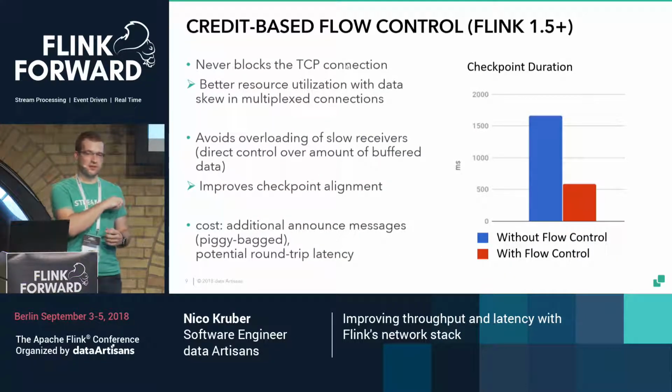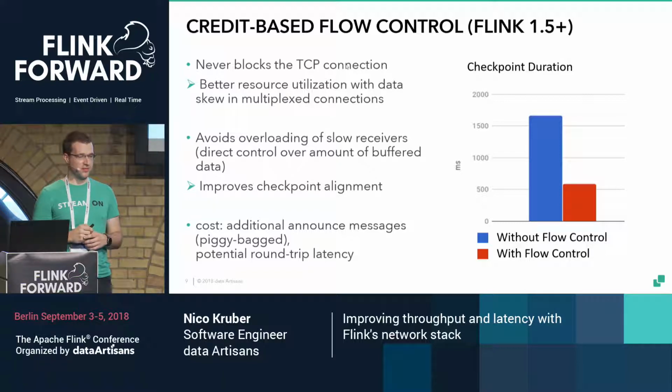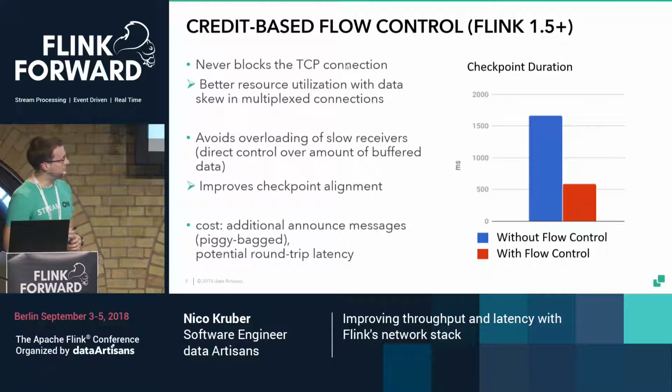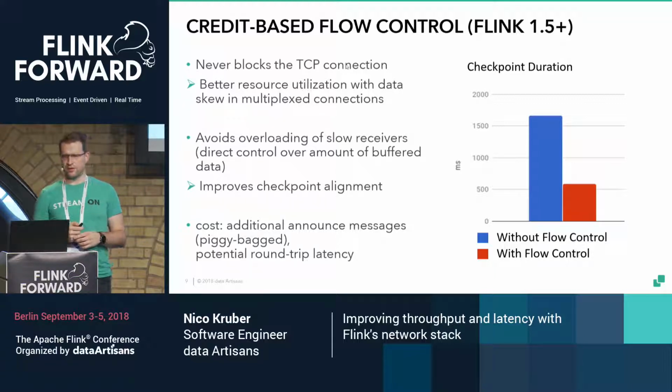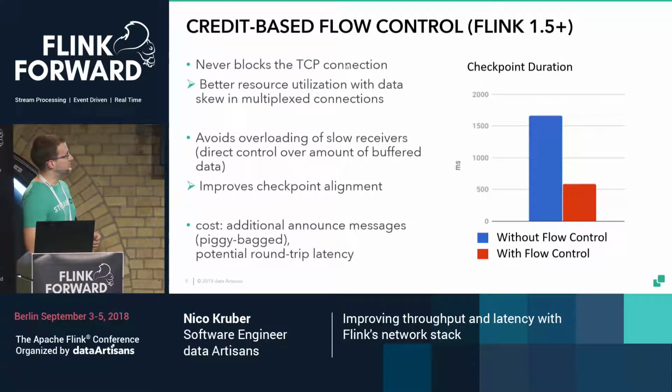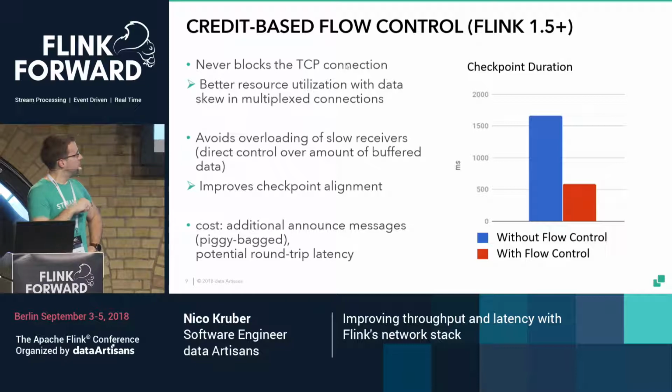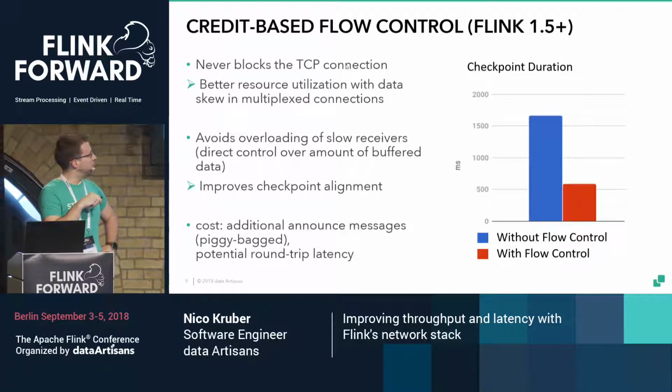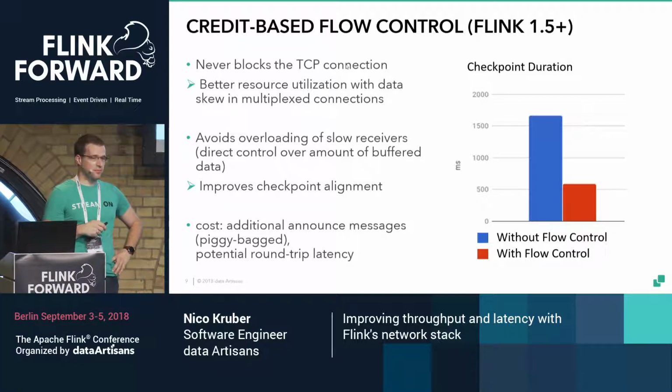So by using credit-based flow control, we also improved checkpoint alignment, and actually quite a lot. That was a simple example with a job that just has some shuffles and doesn't do much except for throughput. So we don't have any calculation in there, but we already see a difference in the checkpoint durations: before using flow control it was around 1.5 seconds, and now it's 500 milliseconds.